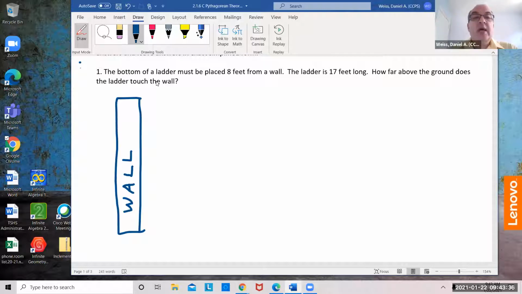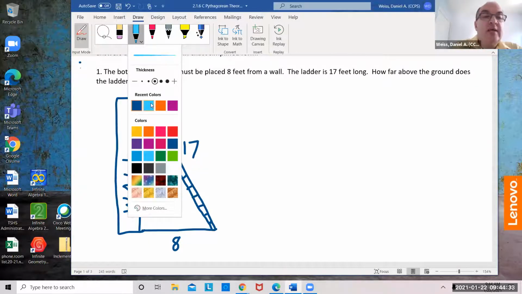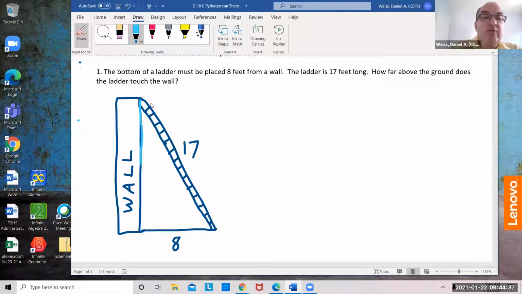All right. So here, the bottom of a ladder must be placed 8 feet from a wall. So this is going to be 8 feet right here. The bottom of a ladder. So here's a ladder, and we're just going to make it look like a ladder. It says the ladder is 17 feet long. How far above the ground does the ladder touch the wall? That means what is the height of the wall? In other words, what is this length right here?